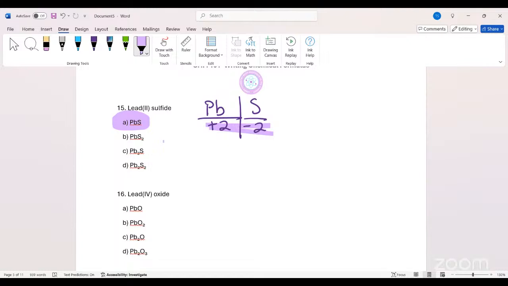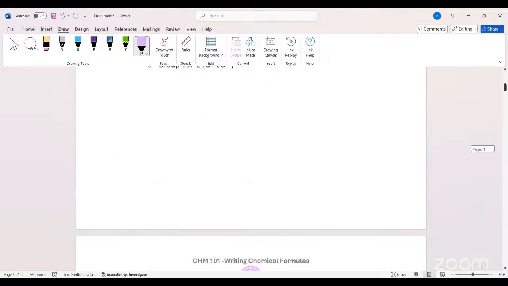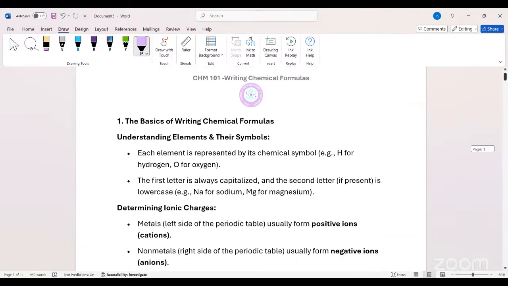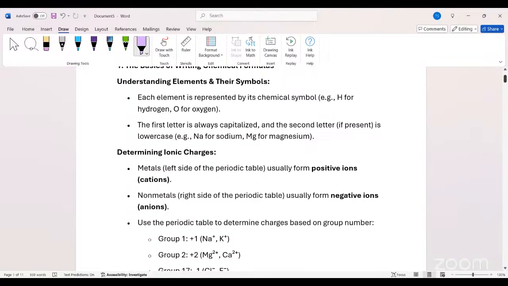Now, we just talked about two different types of examples, okay? But before we move on, let me refresh and review what we just learned. The first example was talking about metals and nonmetal elements. That's when you are swapping charges, a metal combined with a nonmetal element swaps charges, and you call the name as you see it.